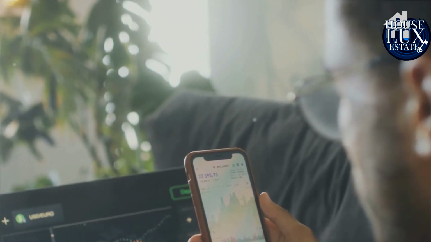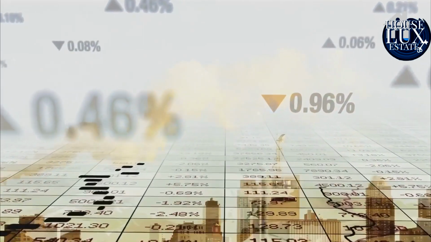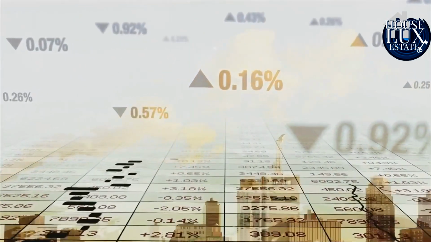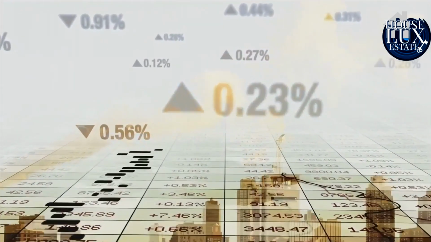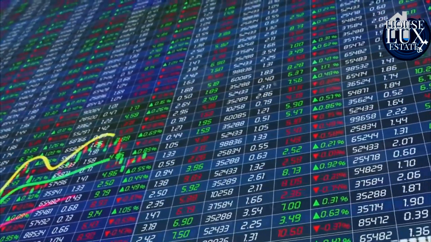Today, we're stepping into the fascinating world of stock market trends. But we're not just looking at them, we're learning how to analyze them using the power of artificial intelligence and data analysis. It's a cutting-edge approach that's revolutionizing the way we understand and interact with the stock market.